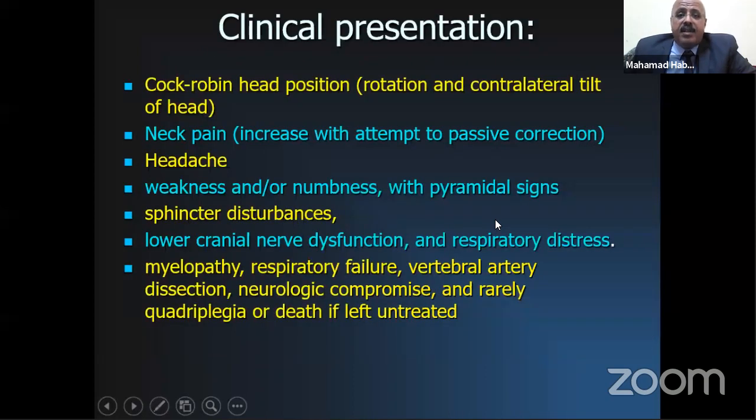Clinical presentation. Patient comes to you with a cock-robin head position, rotation, and contralateral tilt of the head. Neck pain increases with the attempt of passive correction, headache, weakness and numbness with pyramidal signs, sphincteric disturbances, lower cranial nerve dysfunction, and respiratory distress. Myelopathy, respiratory failure, vertebral artery dissection, neurologic compromise, and rarely quadriplegia or death if left untreated.